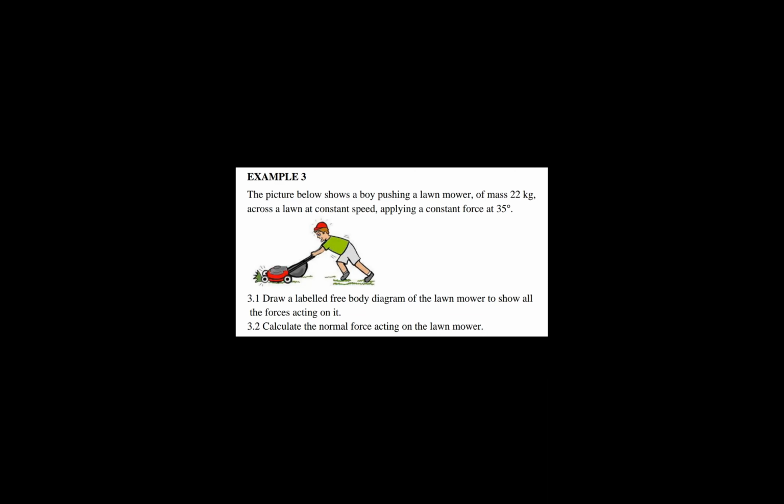Okay, let us draw the free body diagram as the first question. It says that the picture below shows a boy pushing a lawnmower of mass 22 across a lawn at constant speed. So when you find this word constant speed, you must remember Newton's first law. It simply means that the opposite forces are equal. So the object is at equilibrium. So applying a constant force at 35 degrees.